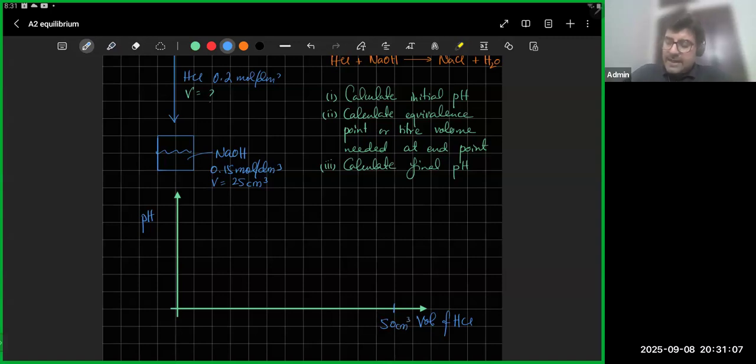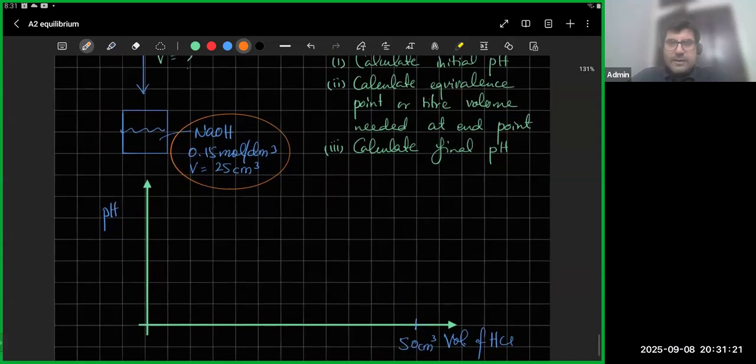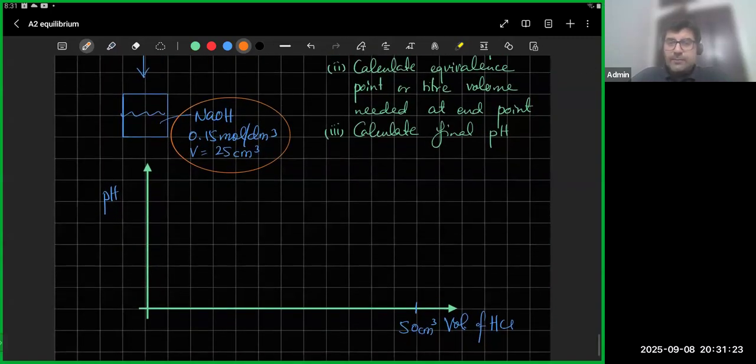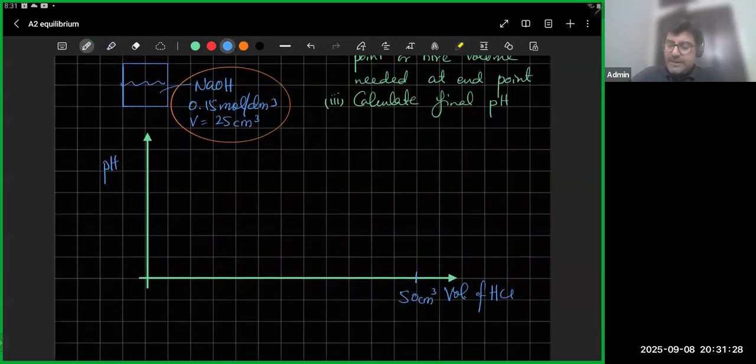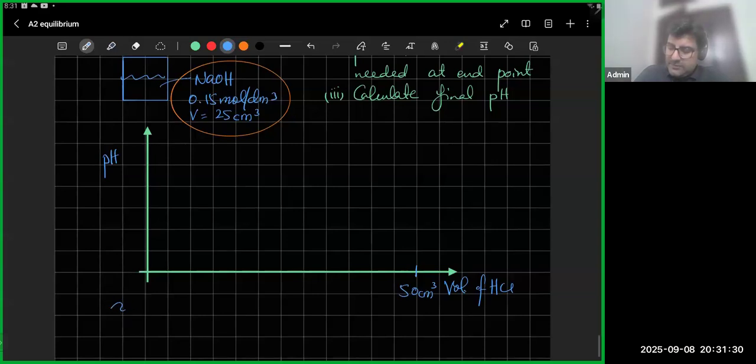So starting with the first thing, I need to know what the initial pH is. My flask has this thing, so when I'm starting out, what is the pH right at the beginning? That is something that I need to know. Now that's pretty easy. For strong bases, it's pretty easy. So, starting pH. Okay, so initial pH, right?